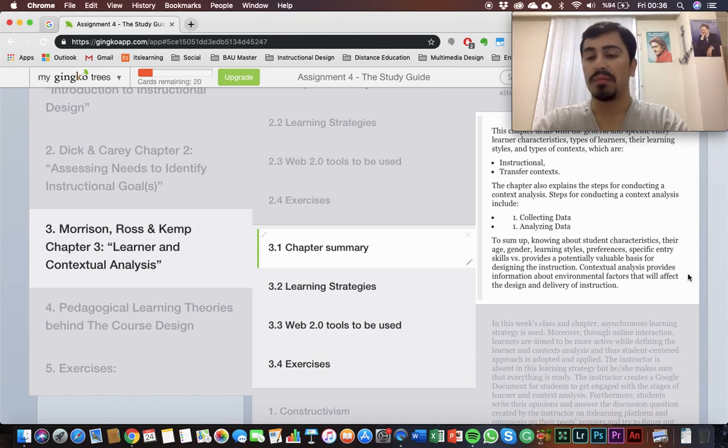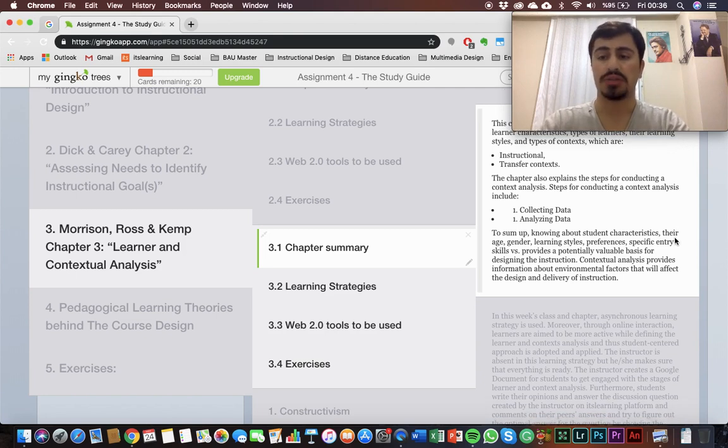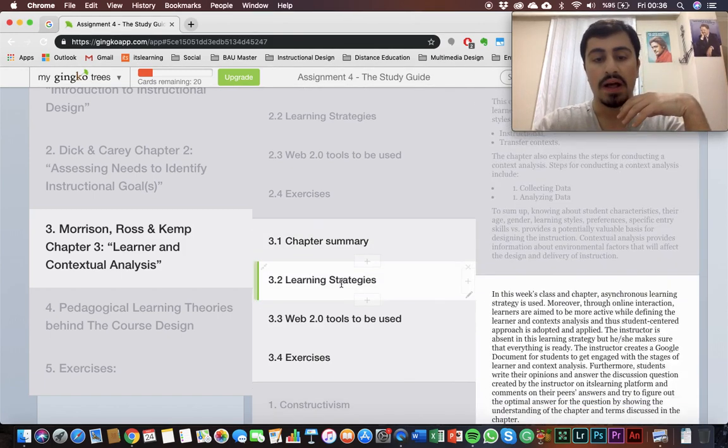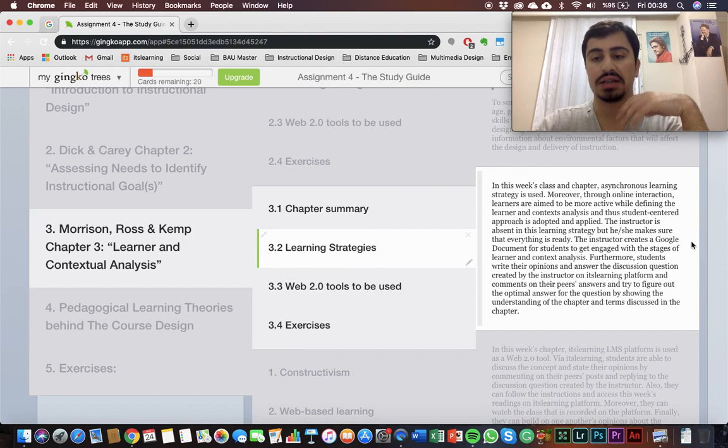So, to sum up, knowing about student characteristics, their age, gender, learning style, learning preferences, specific entry skills versus general entry skills provides a potentially valuable basis for designing the instruction. Contextual analysis, on the other hand, provides information about the environmental factors that will affect the design and the delivery of instruction. So, learning strategies in this week's class. Asynchronous learning strategy is used.